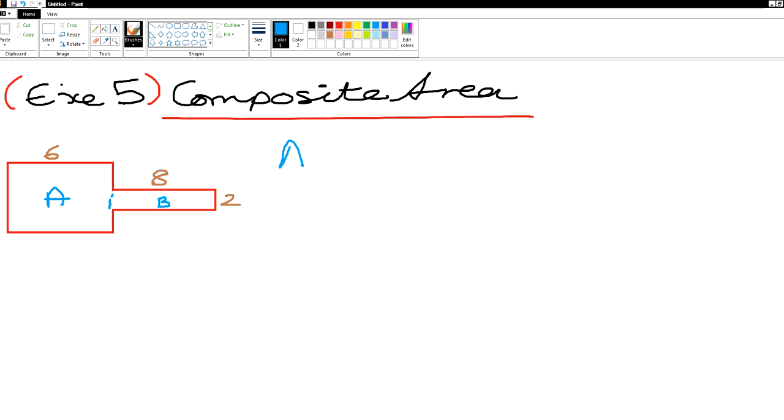So we say the area total is equal to the area of part A plus the area of part B.